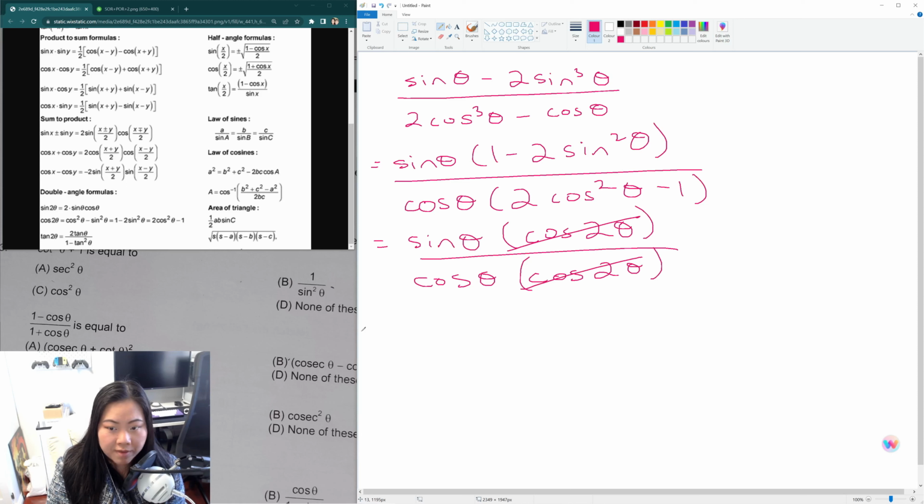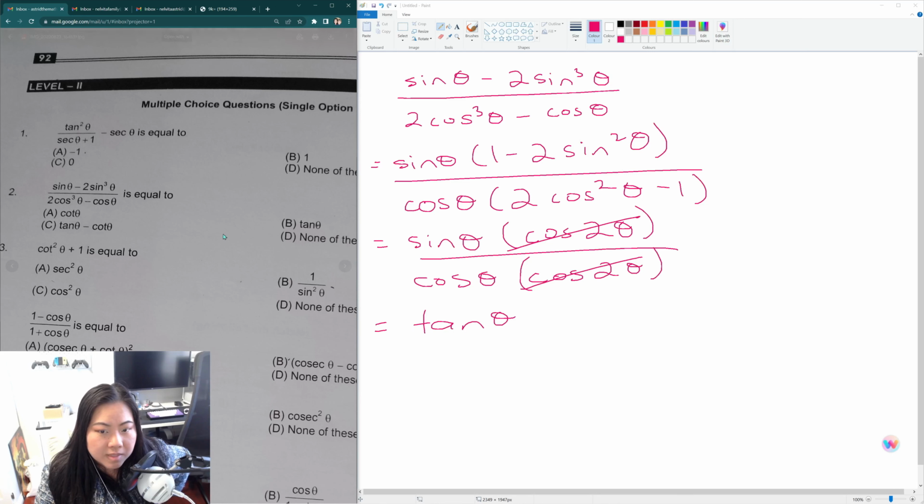They are common factors of both the numerator and denominator, so they can be crossed out. And sine theta on cos theta is tan theta. Let me see. Tan theta.